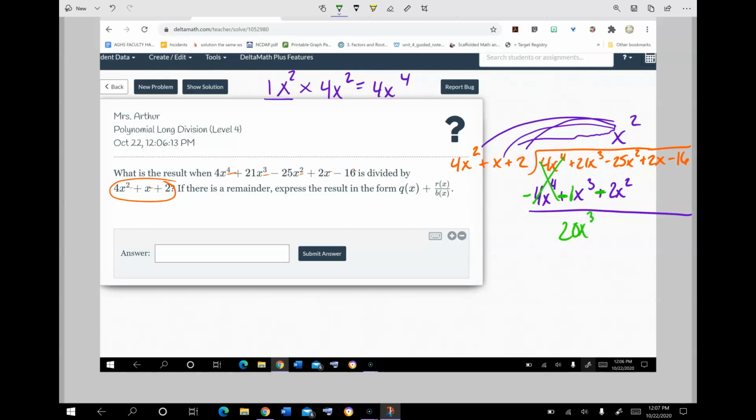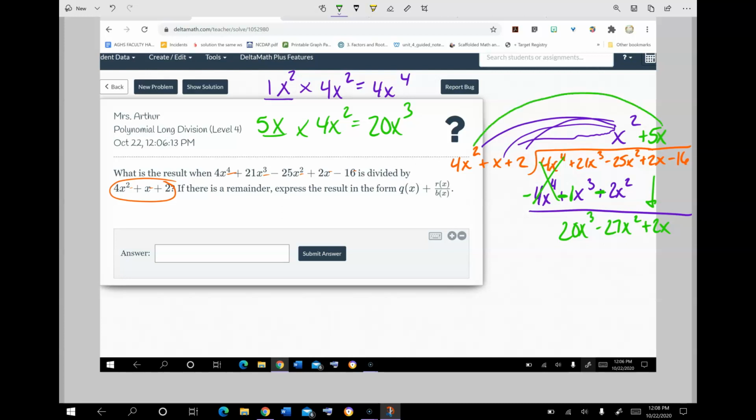Negative 25 minus 2 is negative 27x squared, and drop down the next term, which is a plus 2x. Okay? So now you're asking yourself, what times 4x squared gives me 20x cubed? Well, what times 4 gives me 20? 5. What times x squared gives me x cubed? X. So we're going to put a plus 5x squared. Plus 5x.